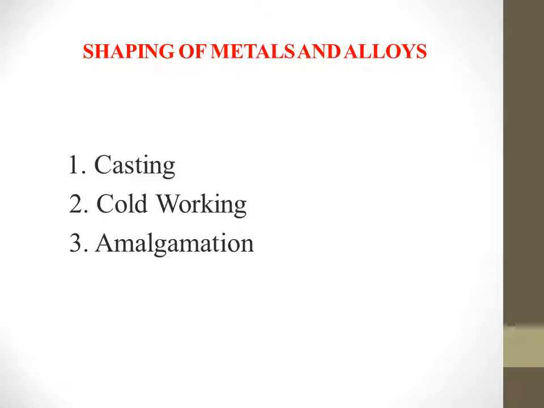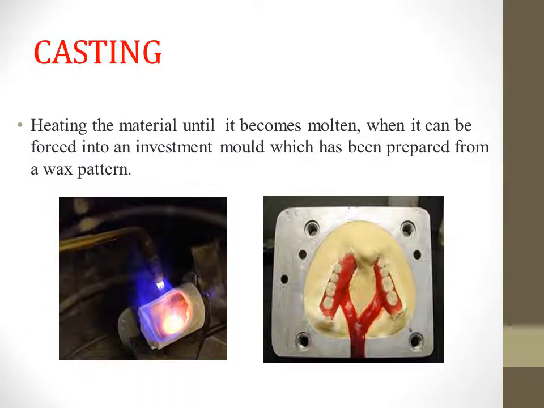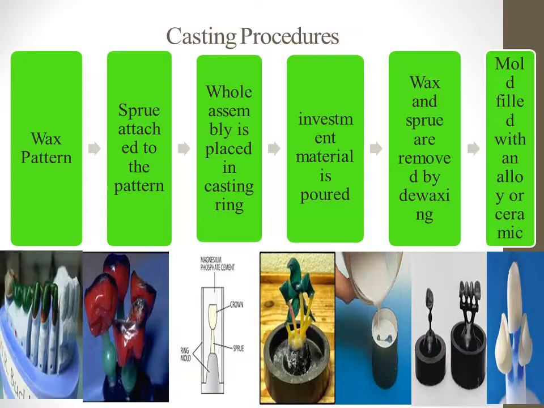Casting we have covered in the previous topics, and I'm hopeful you're all very familiar with it. However, let's just go over it once again. It involves heating the material until it becomes molten, when it can be forced into an investment mold which has been prepared from the wax pattern, which, as you all know, has been burned out by the lost wax process. The procedure involves the wax pattern, attachment of the sprue to the pattern, placement into the casting ring, investment poured, wax and sprue removed by dewaxing, and finally casting by the flow of the molten metal.